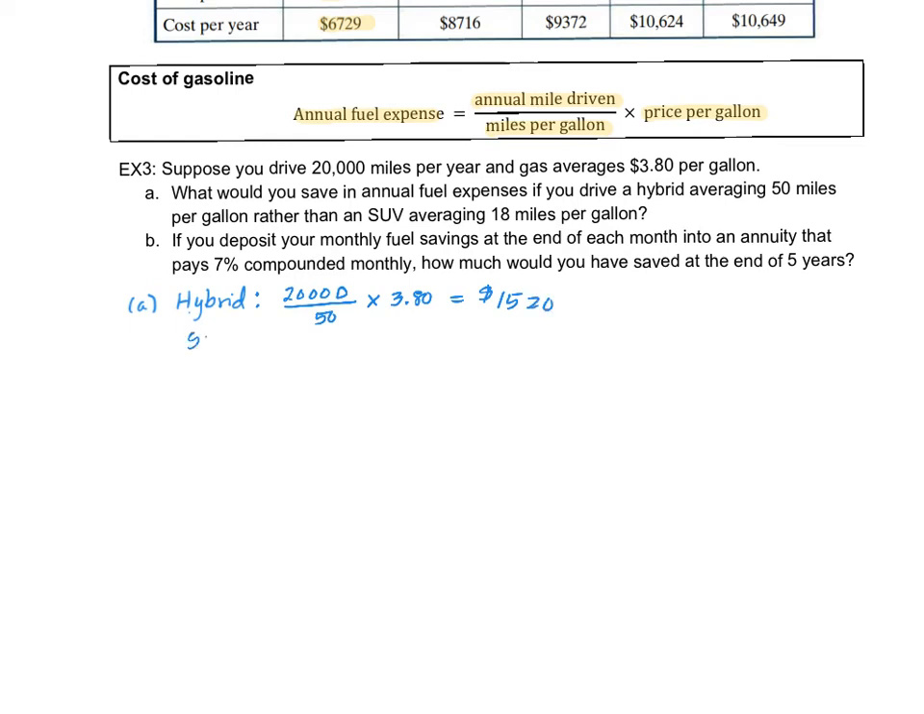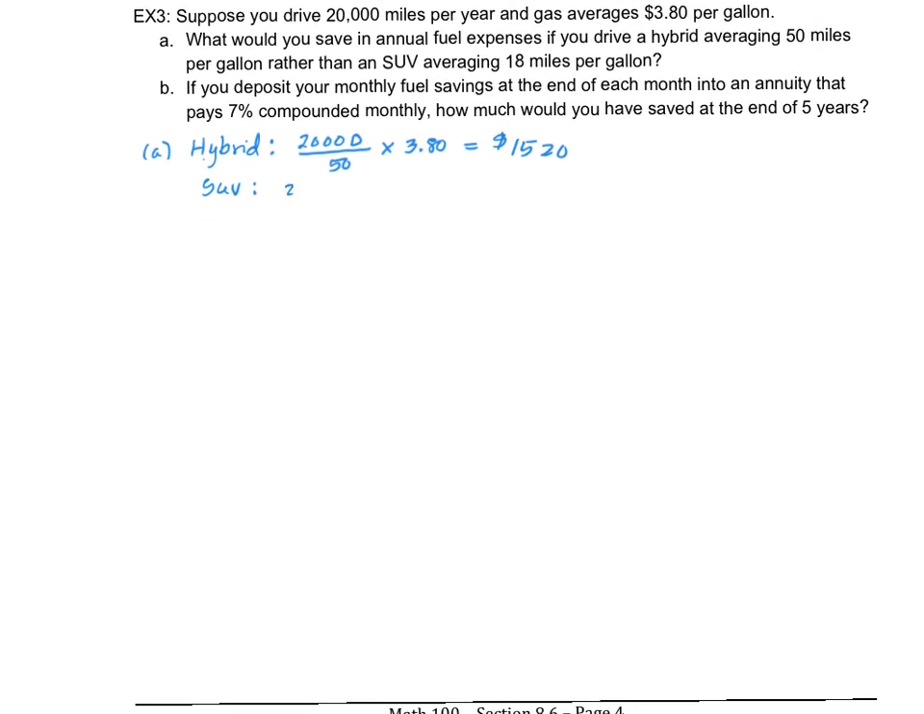And now for the SUV, it's also 20,000. However, miles per gallon is going to be 18. And then we'll multiply that by the price per gallon, which is $3.80, which would give us 4222. So clearly it costs more in fuel for the SUV than it does for the hybrid.